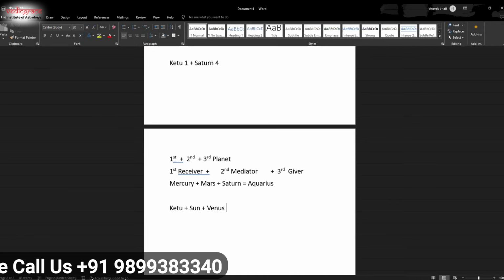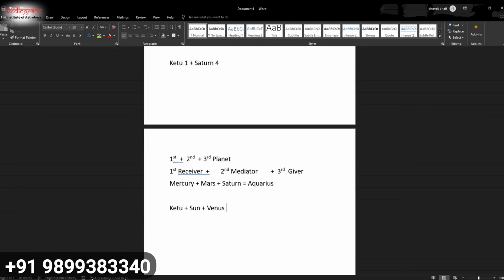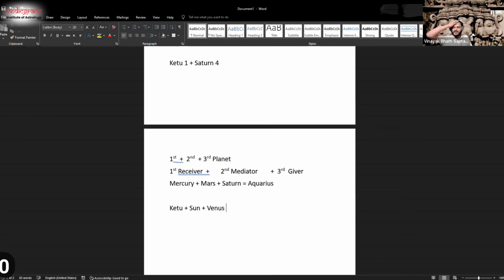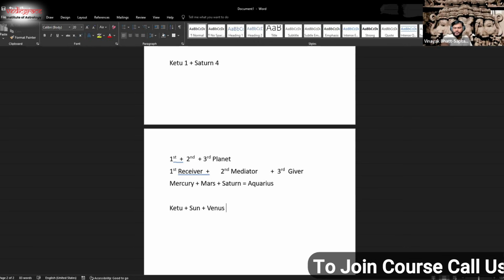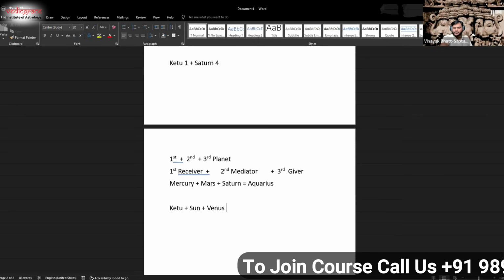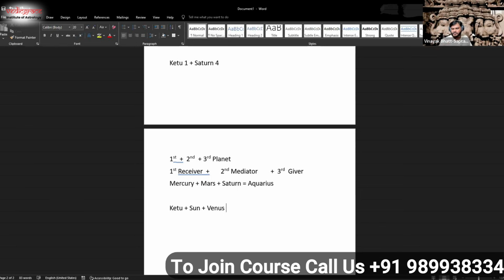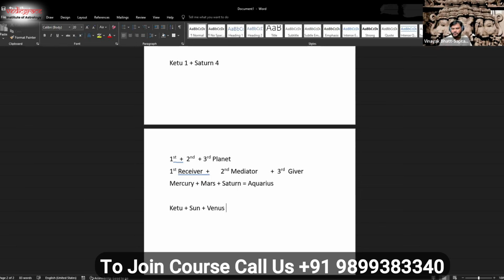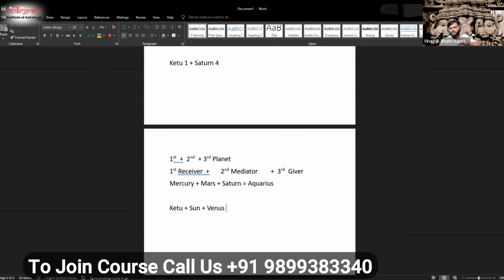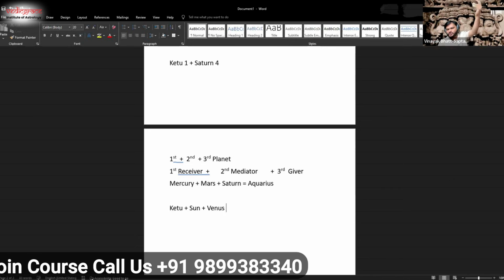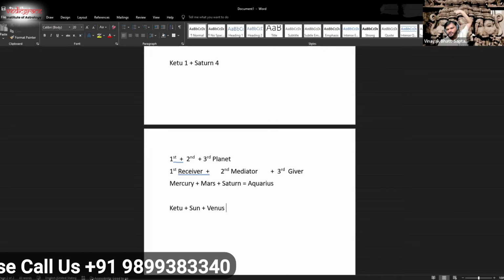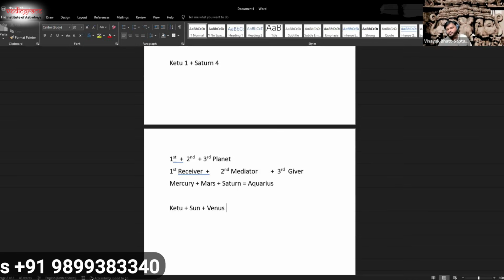Sir, one doubt. Is it always better to have Rahu and Ketu at a lower degree, sir? It depends on where you are focusing. Like in this case, you can focus on Ketu, or on the Sun, or on Venus. It depends on which combination you want to study. It is not necessary that we should always consider Ketu at the lower degree. It is not mandatory. Rahu and Ketu also give many things.